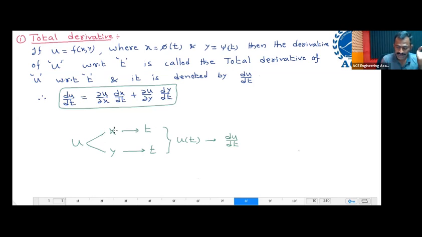The number of ways of reaching t is the same as the number of terms in the derivative formula. How many terms here? This is one term, this is one term, the sum of two terms only. The number of ways of reaching the variable t from u is the number of terms in the derivative formula. That's all. Suppose we have one more way, through z, if we can reach t, then you will have one more term: dou u by dou z, dz by dt, like this only.